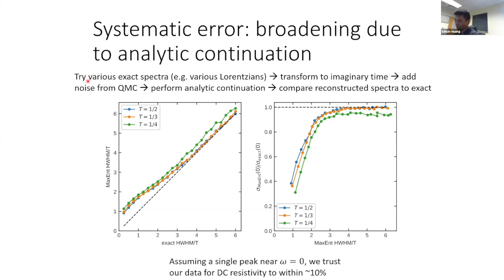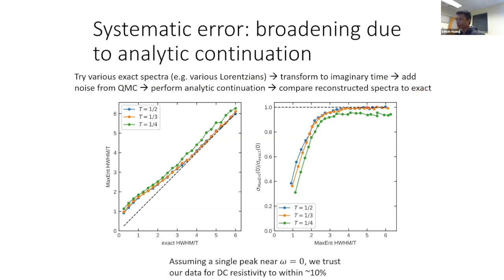First, we propose various exact spectra, such as Lorentzians of varying widths, maybe plus a peak at higher energy. We transform that to imaginary time, and then we add the same noise that was in the Monte Carlo calculations to this exact data in imaginary time. So now we have a mock set of data to perform analysis on. We run the same code for analytic continuation on this exact data plus Monte Carlo noise. And then we go all the way back and compare the reconstructed spectra to the exact spectra that we started with.